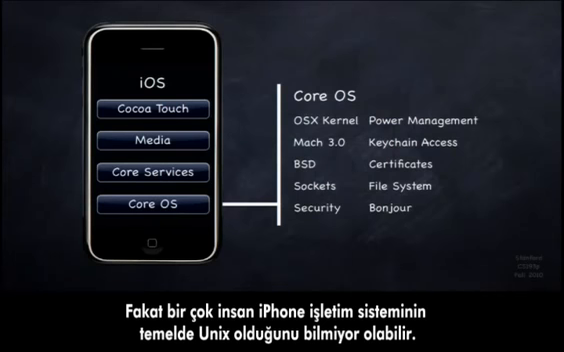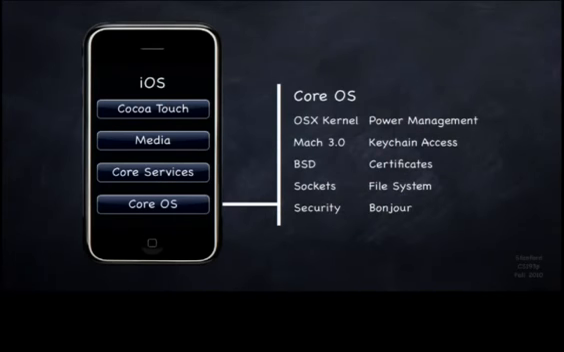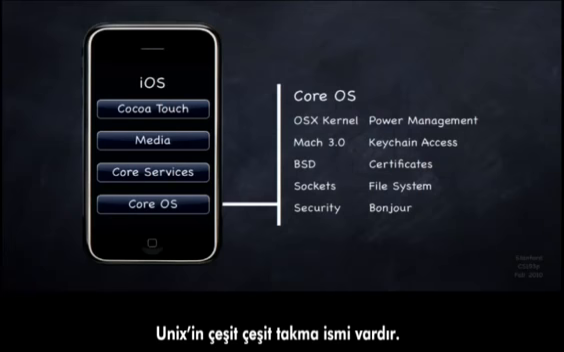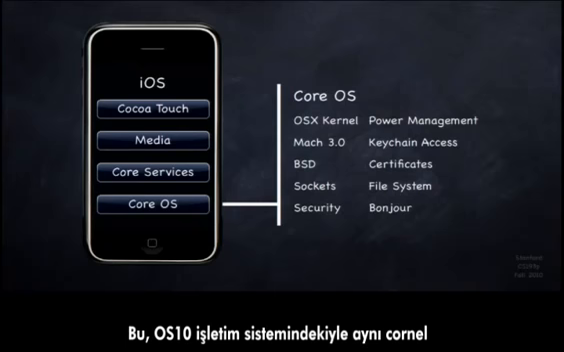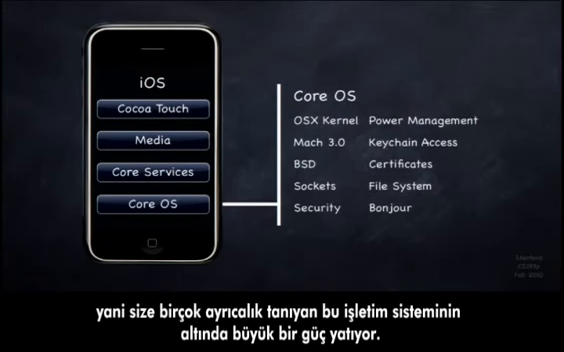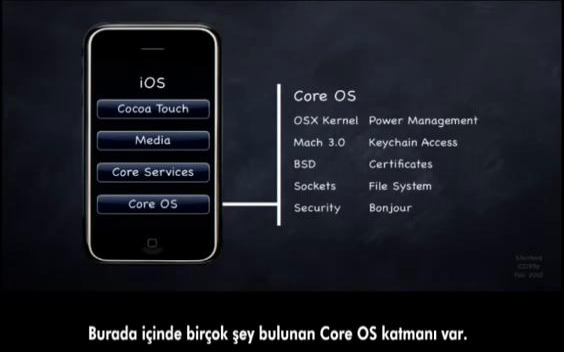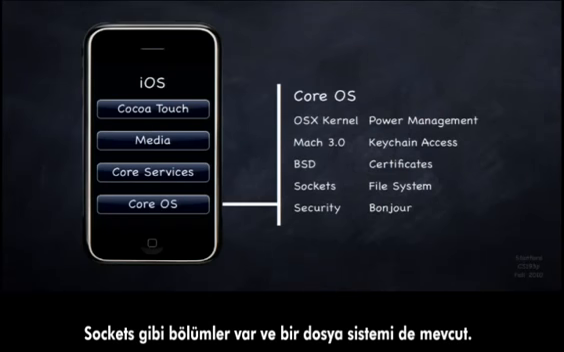But a lot of people maybe don't know that the iPhone OS is basically Unix. It's Mach, the name of the Unix variant. It's a BSD variant, the same fundamental kernel that's in OS X. So you've got a really powerful underlying operating system that provides a lot of primitives. This core OS layer has a lot of stuff in there. You see some of the stuff I have in there, like sockets, and obviously you have a file system.